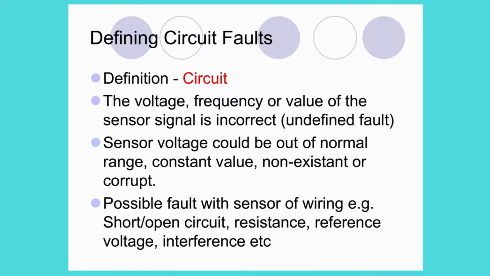Definition: circuit. The voltage, frequency, or value of the sensor signal is incorrect due to an undefined fault. The sensor voltage could be out of normal range, constant value, or non-existent or corrupt. There's a possible fault with the sensor or wiring, short or open circuit, resistance, interference, etc.